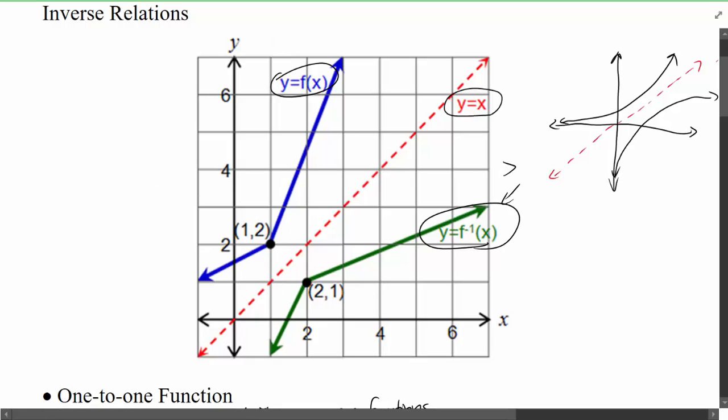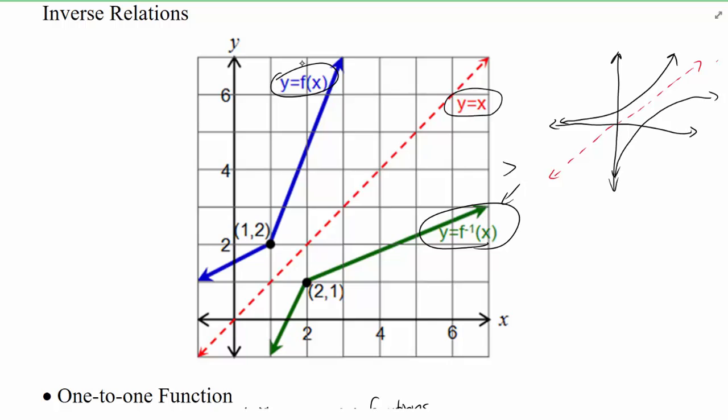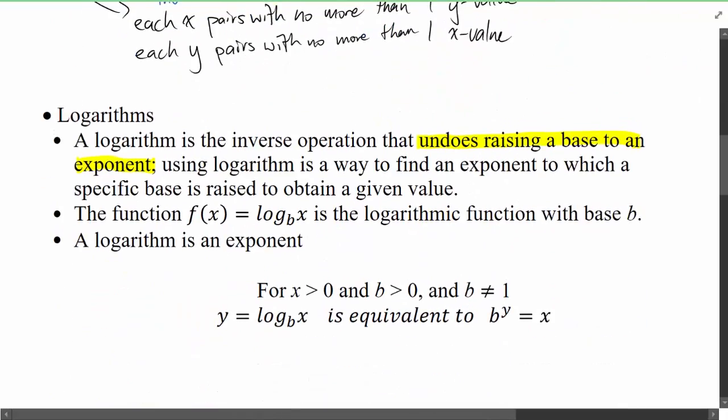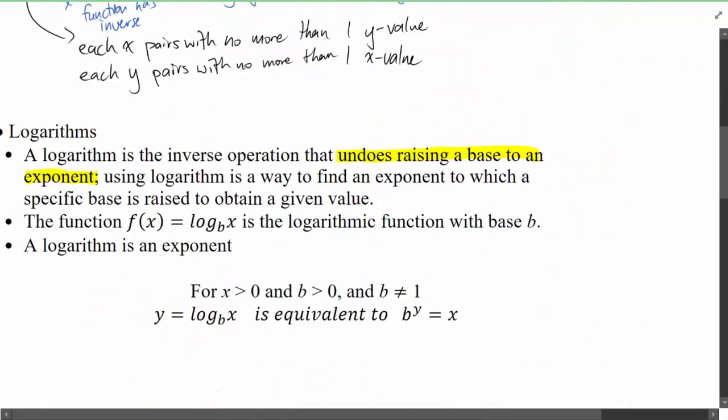In simpler terms, a function has to pass the vertical line test. Well, if you flip it across the y equals x line, then it should pass the horizontal line test. And let's jump straight into logarithms.